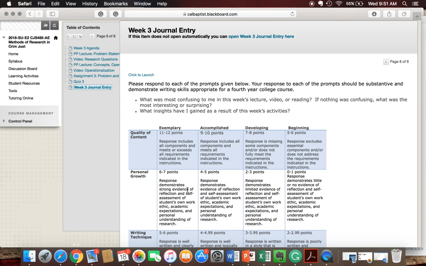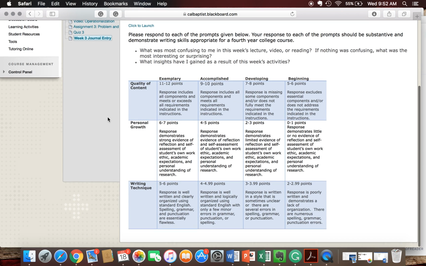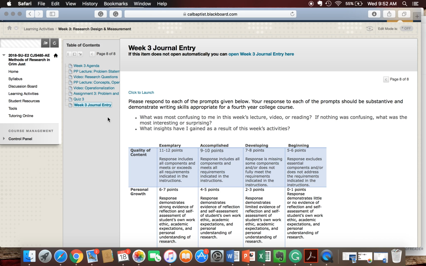Remember, the writing skills I'm looking for are those of a fourth-year college student. I want some insight, some intellect. I just don't want to hear that the course is going well and I'm learning a lot. Give me something of what has been difficult from this point forward, what has worked for you, and what insight you have gained from this week's activities. And once again, that is going to be due on Sunday at 11:59 here in week 3.